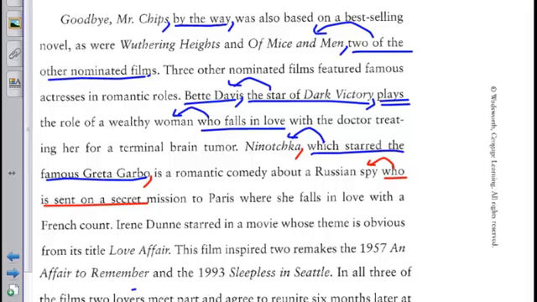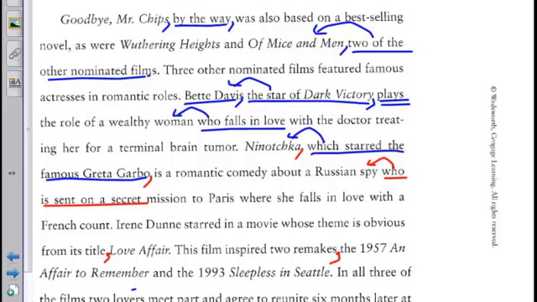Irene Dunne starred in a movie whose theme is obvious from its title, Love Affair. So it can only have one title, and this sentence would read very strangely without setting off Love Affair. So we'll put a comma after title. This film inspired two remakes. The 1957, so two remakes, and then we tell which ones they are. The 1957 An Affair to Remember, and the 1993 Sleepless in Seattle.